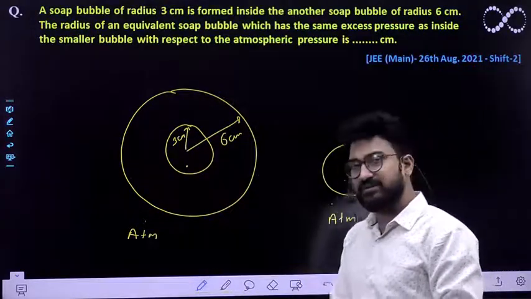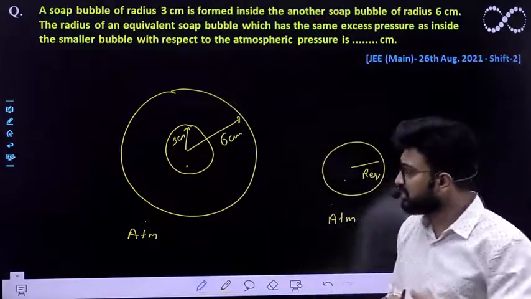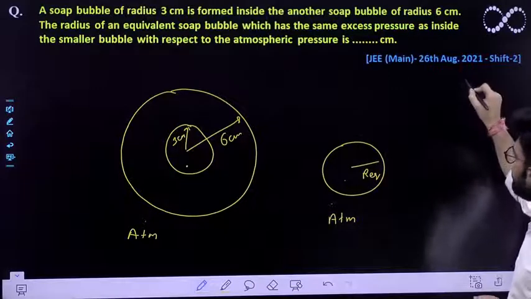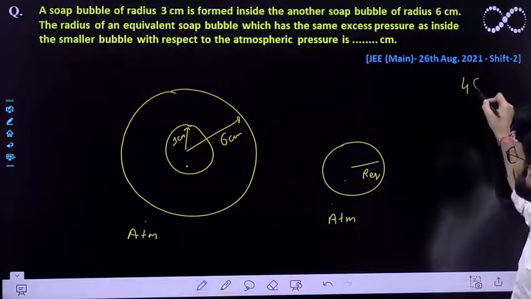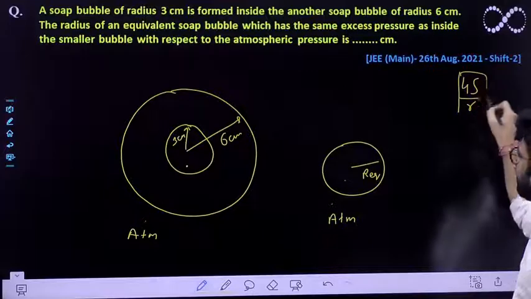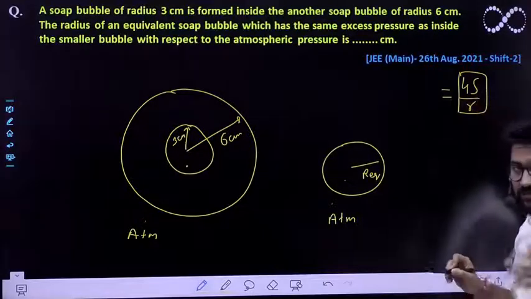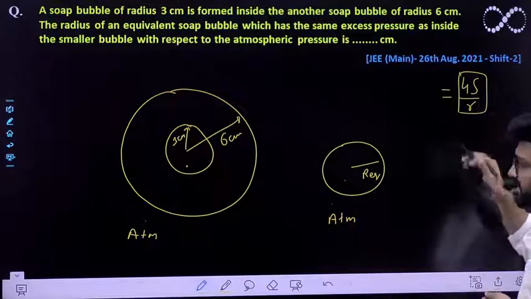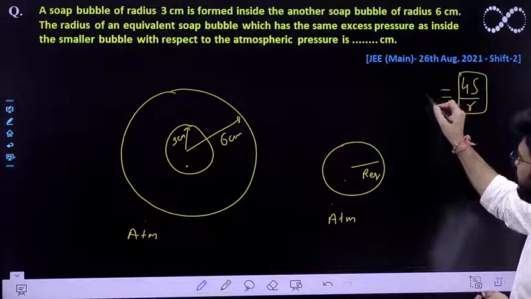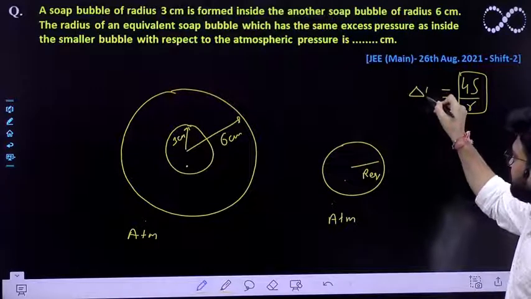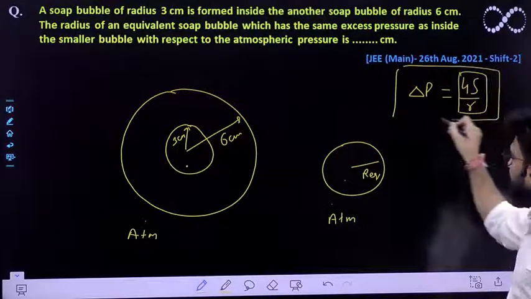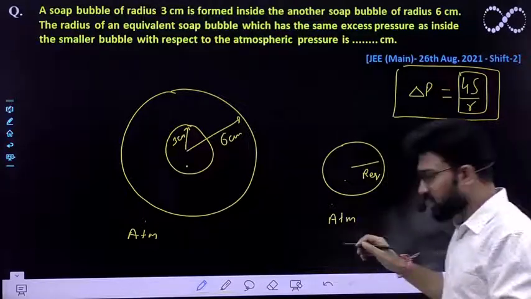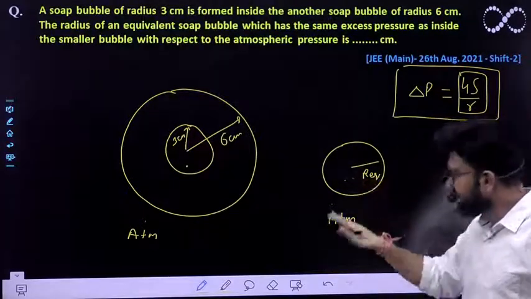We already know that since it is a bubble, the excess pressure within the bubble is always given by a relationship which is equal to 4S by R. What is S over here? S is the surface tension of the liquid, water, and R is the radius of the soap bubble. So this is the excess pressure, or you can say this is the delta P. The excess pressure means inside pressure is greater than outside pressure.